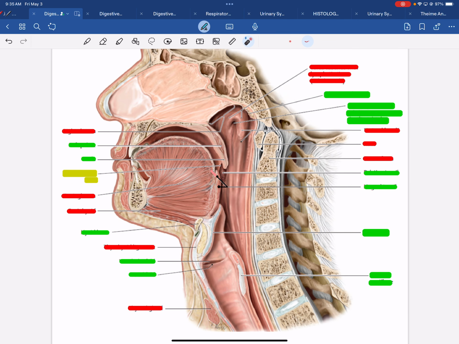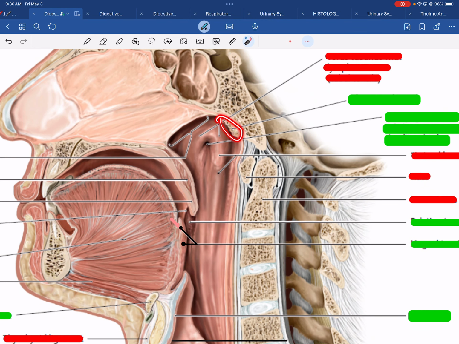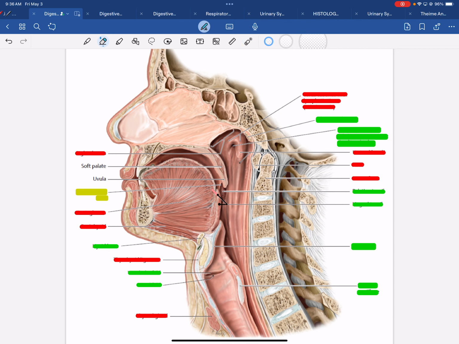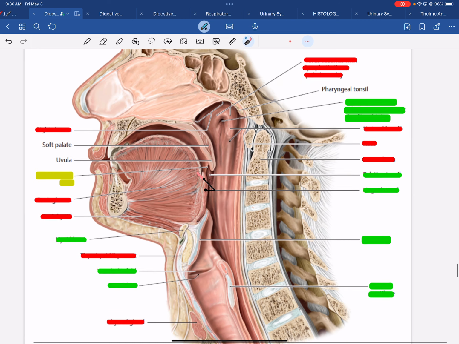All right. Here, let's just name these again. What is this? Good, the soft palate. Here. Good, the uvula. What is this thing? Pharyngeal tonsil. Good, the pharyngeal tonsil. What's another name for it? Adenoid. Good, adenoid tonsil.